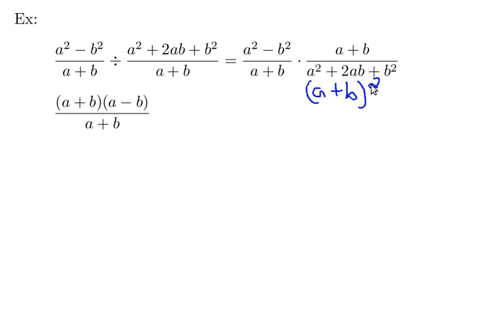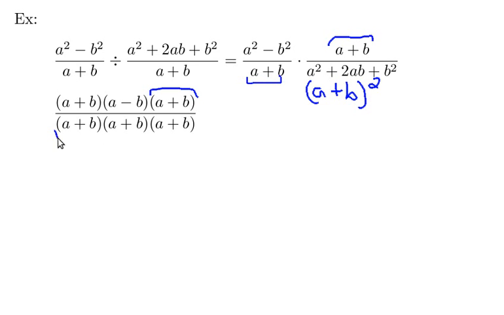So I'm going to go ahead and put all of this on this one fraction here. So I'm going to go ahead and put a plus b. This a plus b came from this, and on the bottom here I'm going to put a plus b times a plus b. So before we just had one a plus b, that was from this, and now these two a plus b's came from this here. It's the factored form of this right here.